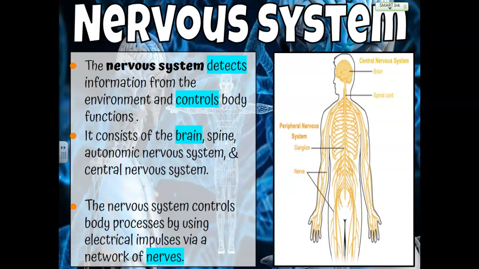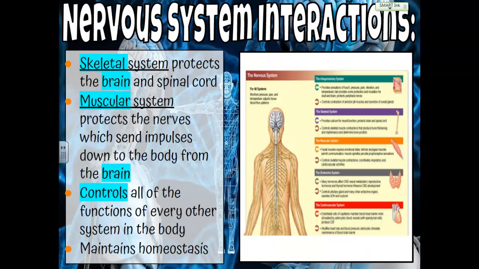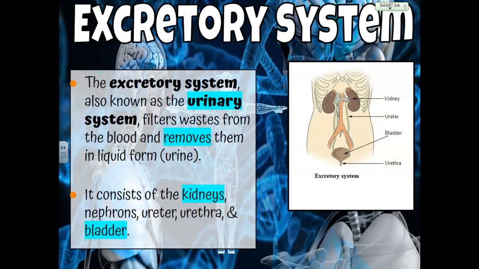Nervous system detects information from the outside environment, as does your brain, your nerves, anything that your body tells you to do. This is your nervous system. Your nervous system also controls all of your processes by using nerves. So the sensations or the electrical impulses through the nerves tell the brain what to do. And then the brain tells the body what to do. It interacts with your skeletal system by your skeletal system protecting the brain and the spinal cord. The muscular system protects the nerves, which are important. And it's very important because the nervous system is definitely needed to maintain homeostasis, to keep that internal balance.